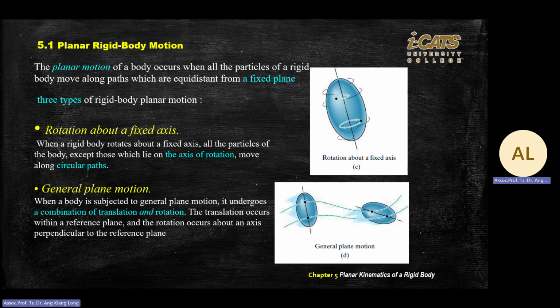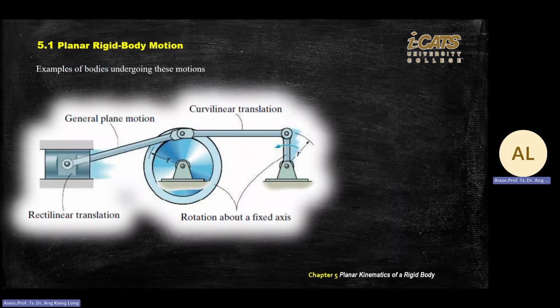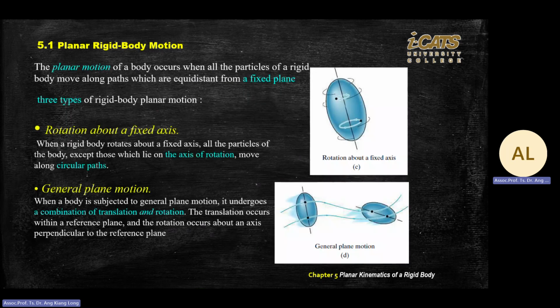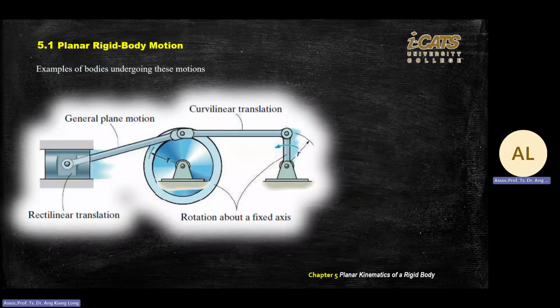Okay, so an example of application of this rigid body chapter, chapter 5, is all these mechanisms in the engine, the piston motion, a motion that requires a ring and an arm that can rotate.